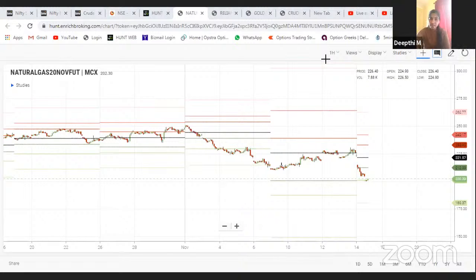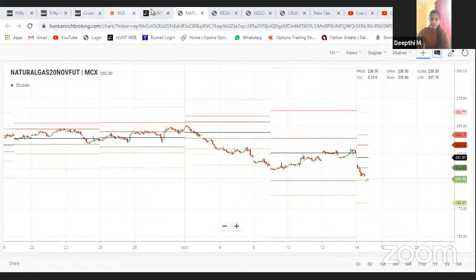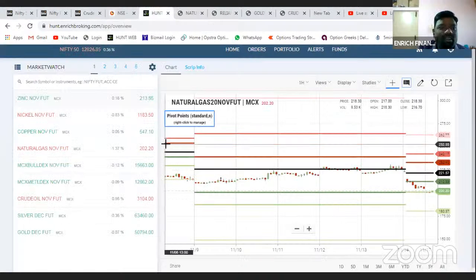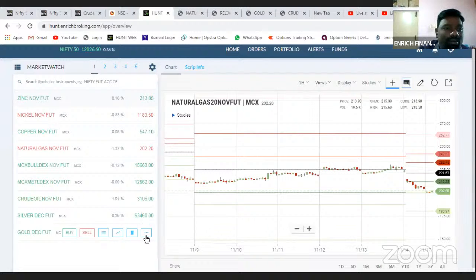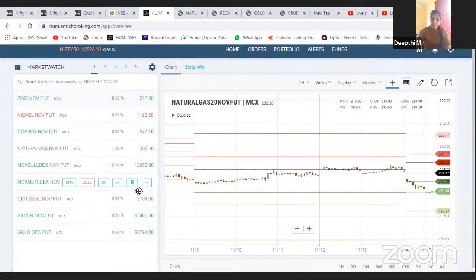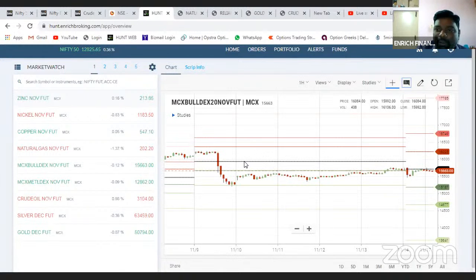Then another question is, what about the Metal Dex and Bull Dex movement in future? Yes, we have done almost one session exclusively for Metal Dex and Bull Dex, the commodity indexes. Bull Dex was launched almost three months ago, and the volatility and liquidity are quite good, so no problem at all. And Metal Dex has also picked up now.